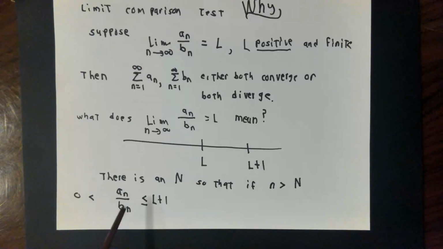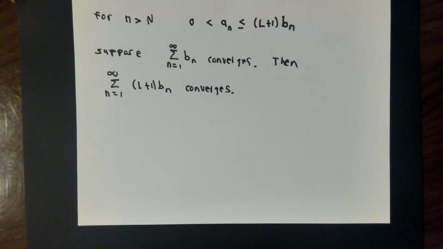These fractions, being fractions of positive numbers, are positive. So this inequality is true for all little n beyond some particular capital N. This inequality is true after a while. Multiply through by the positive number b_n. Suppose that the sum of the b numbers converges. I think it's pretty clear then that the sum of L plus 1 times the b numbers converges as well.